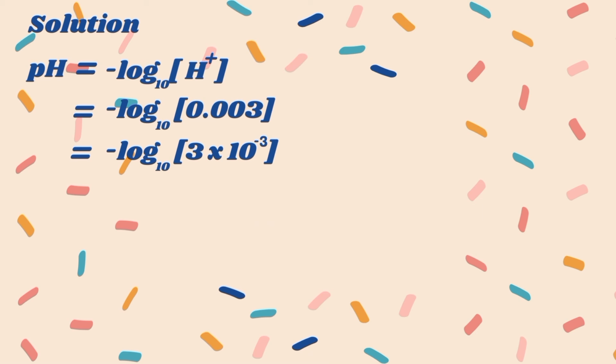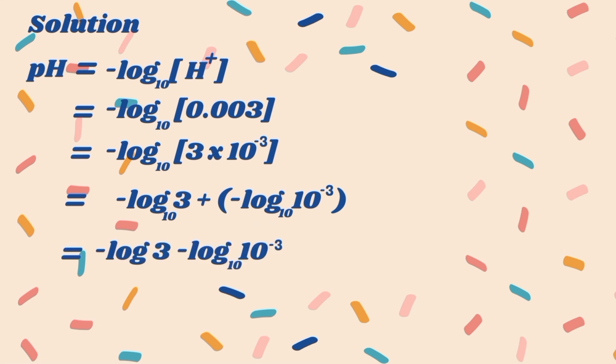Next, like I said in the previous example, is to open the brackets. So we open the bracket by multiplying negative log base 10 by each term in the bracket. So that will give us negative log 3 base 10 multiplied by negative log 10 raised to the power minus 3 base 10. So like you recall, I said multiplication in logarithm means addition. So that's why we're having the plus sign there.